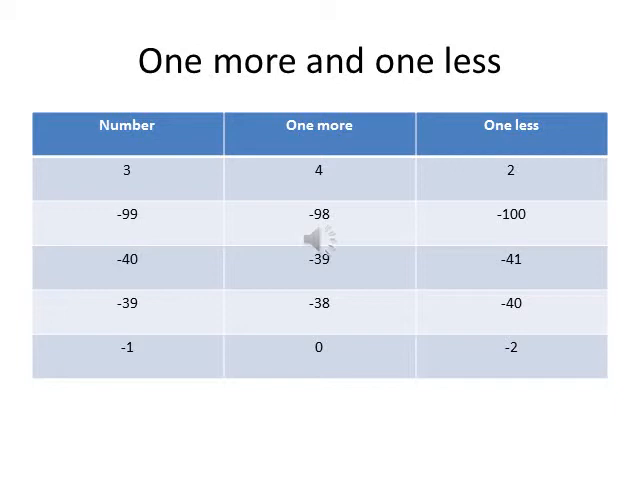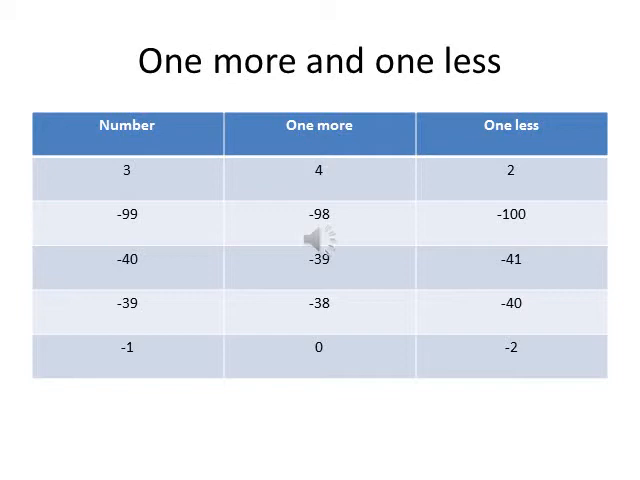It's easy. The problem here is when you have a negative number like negative 99. The one before negative 99 on the number line is negative 98, so it's more than it. So it's one more than it. And the number on the left of negative 99 is going to be negative 100. And it goes the same with negative 40. So if you want to search for a number greater than negative 40 by 1, you will find it's negative 39. And one less than it is going to be negative 41.